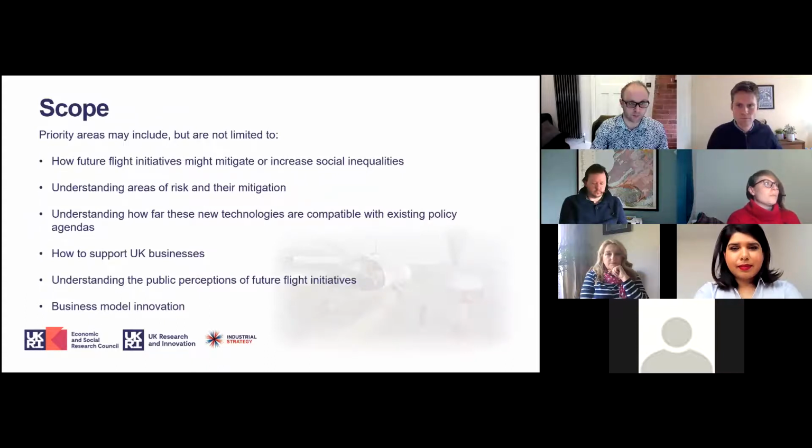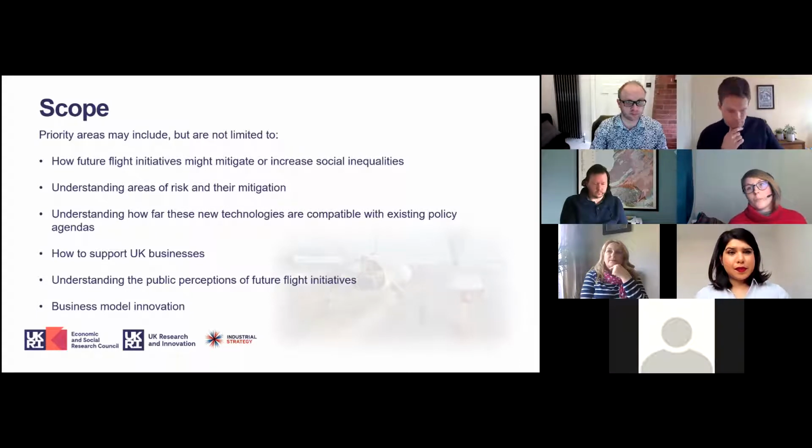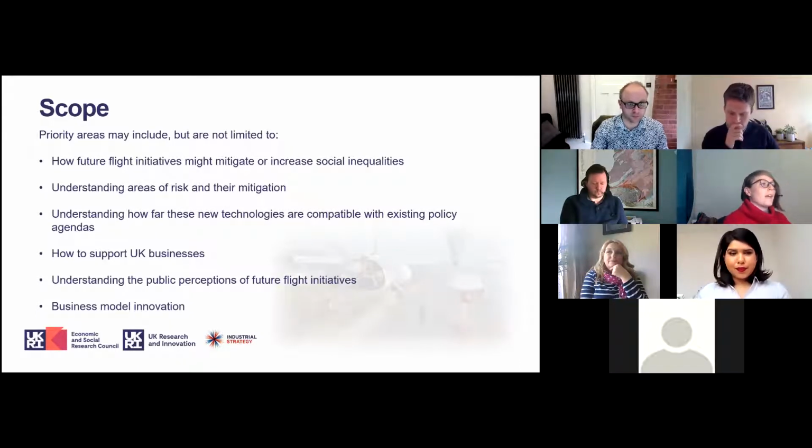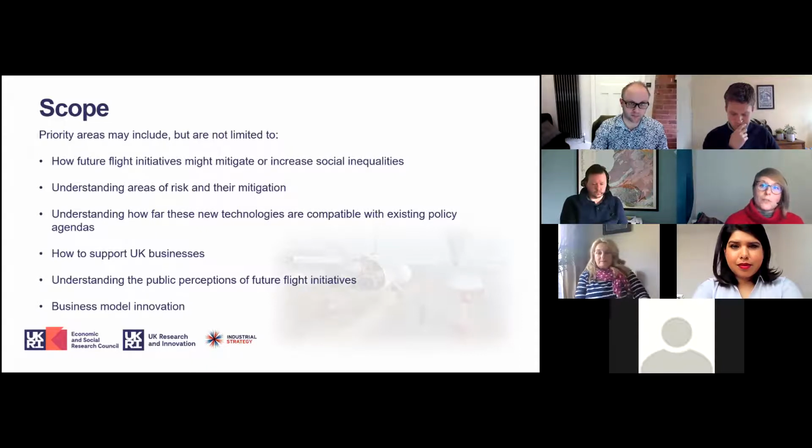So on scope, I think Carissa outlined it really well, really helpfully in her presentation. But these are the priority areas that we've identified within the call spec, and these were taken from the social science working group led by Jill. And the priority areas, as Carissa outlined, are not limited to the ones listed here, but these are the ones that we've highlighted.